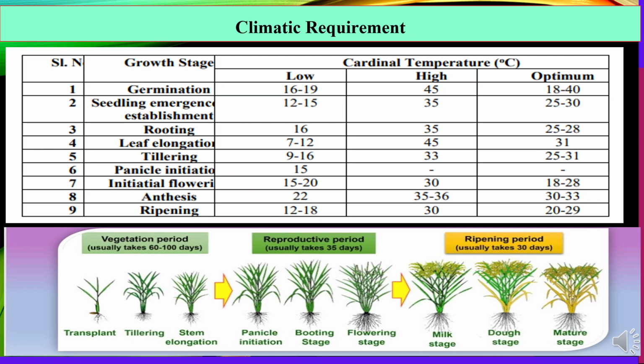Initial flowering prefers 18 to 28 degrees Celsius, with limits of 15 to 20 degrees Celsius, low, and 30 degrees Celsius, high. Anthesis, flower opening, has an optimum of 30 to 33 degrees Celsius, tolerating 22 degrees Celsius low and 36 degrees Celsius high. Ripening requires 20 to 29 degrees Celsius optimum, with limits of 12 to 18 degrees Celsius low and 30 degrees Celsius high.